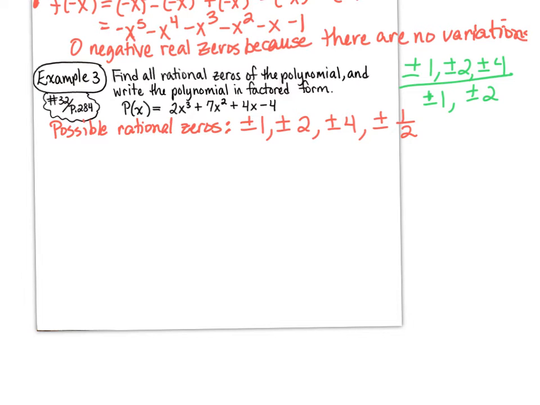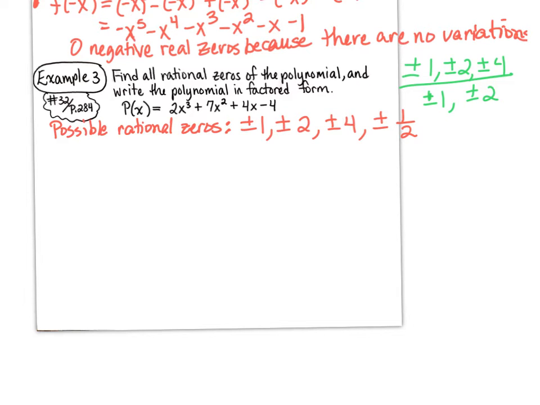And now, remember, they came from taking the factors of your constant term, which is plus or minus 1, plus or minus 2, plus or minus 4, and dividing that by the factors of your leading coefficient, which is plus or minus 1 and plus or minus 2. Okay? Now we can use Descartes' rule of signs to figure out how many positive real zeros and how many negative real zeros we'll have.